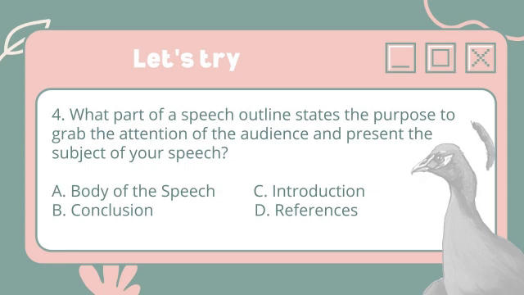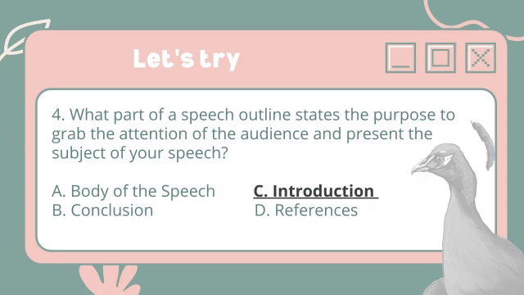Number 4. What part of a speech outline states the purpose to grab the audience's attention and present the subject of your speech? A. Body of the speech. B. Conclusion. C. Introduction. D. References. The answer is letter C.